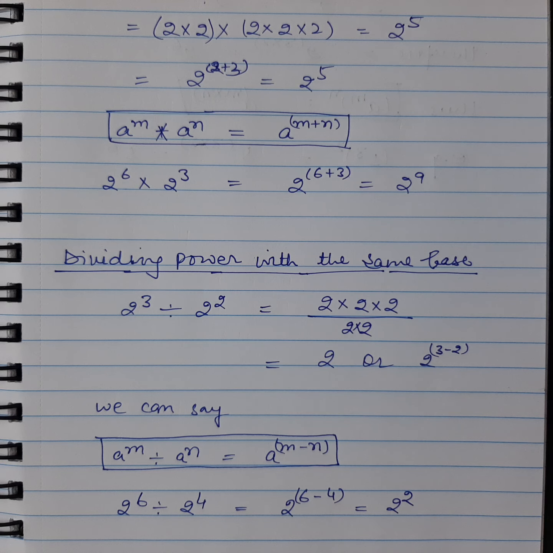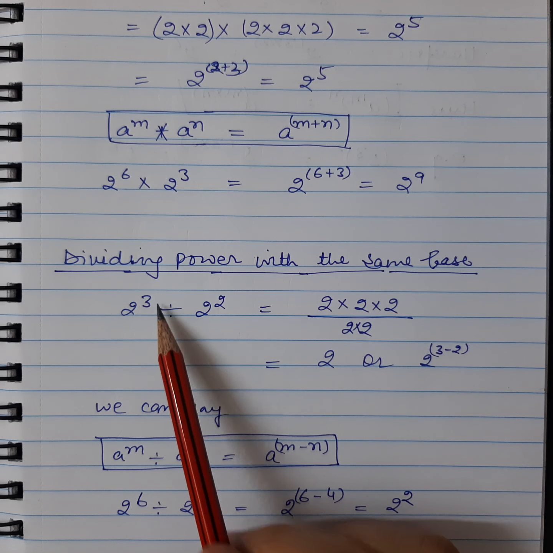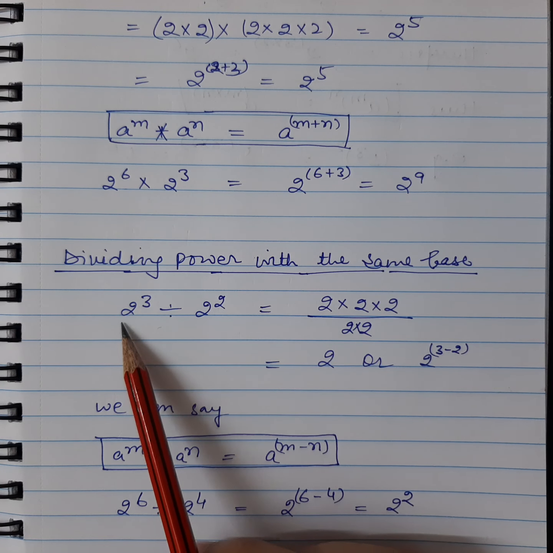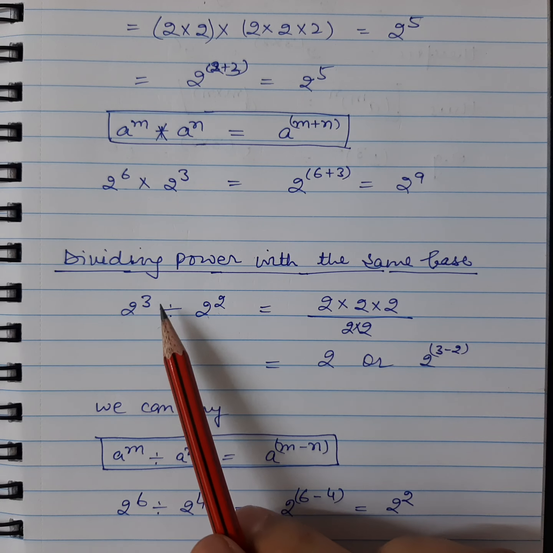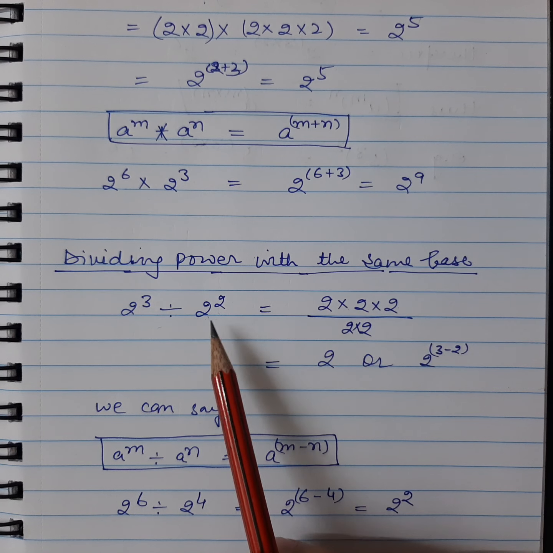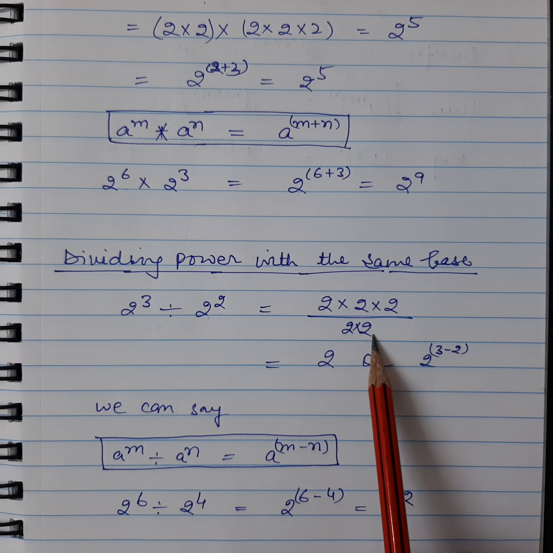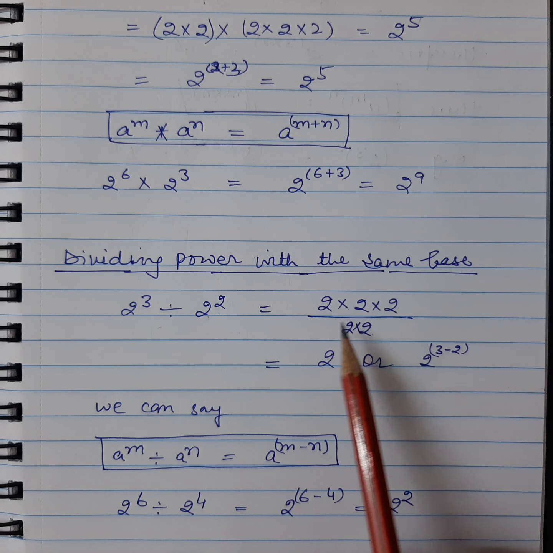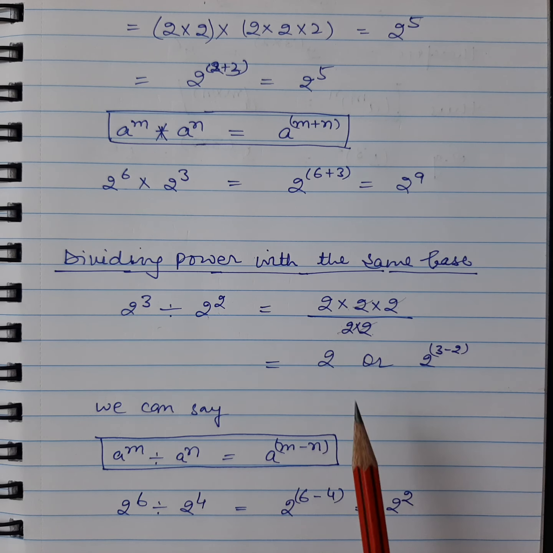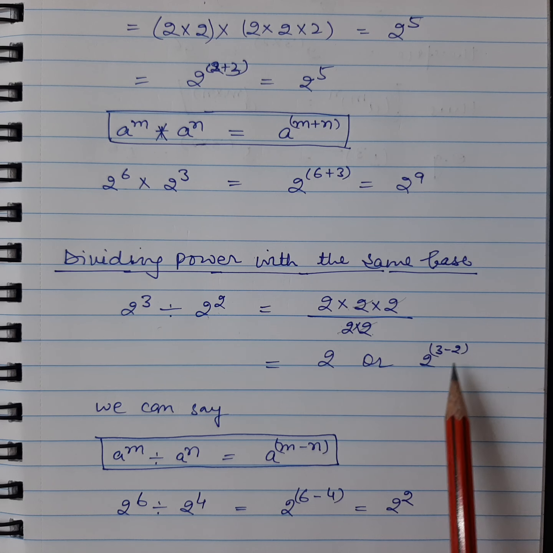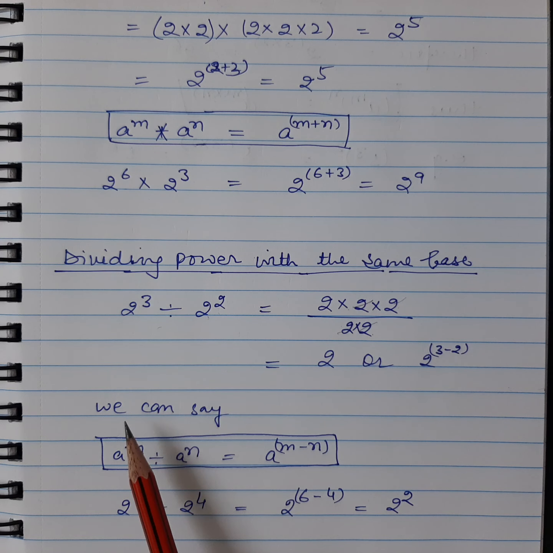Now let's see what happens when we divide powers with the same base. Here again, 2 raised to power 3 divided by 2 raised to power 2, the base is the same, which is 2. Let's see what happens. We can write 2 raised to power 3 as 2 multiplied by 2 multiplied by 2, and 2 raised to power 2 as 2 multiplied by 2. We can cancel two 2's and the remaining is 2. Or we can write 2 raised to power 3 minus 2, which gives us the same number.